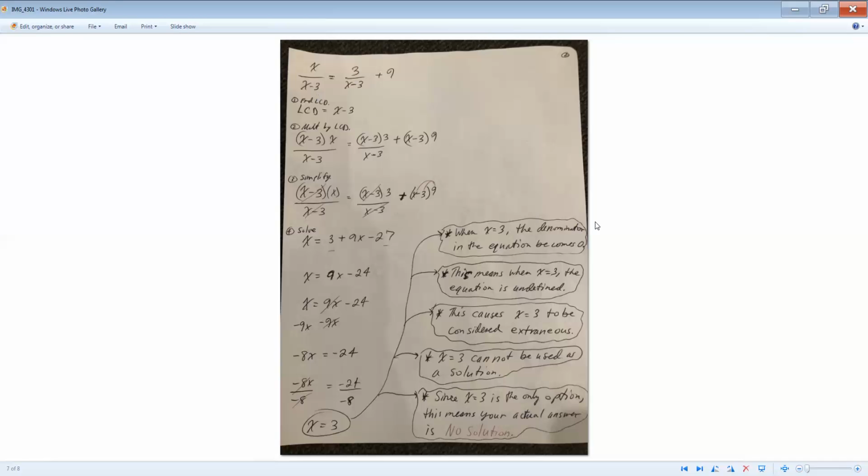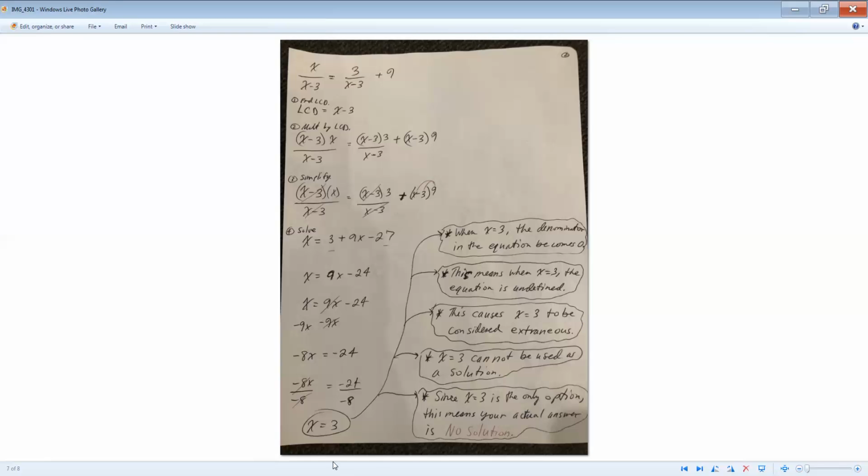Don't forget, whenever we have 0 in our denominator, that means we have undefined. So if our solution is creating an undefined situation, that means we cannot use that value as a solution. This makes x equal to 3 to be considered extraneous. That's what that's called, being extraneous. Whenever you solve for a value, it's the correct solution, but when you plug it in, it gives you 0 in your denominator, or creates an undefined situation. So that means we cannot use x equal to 3 as a solution.